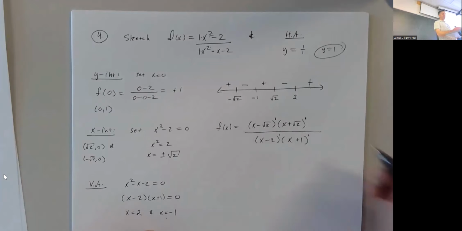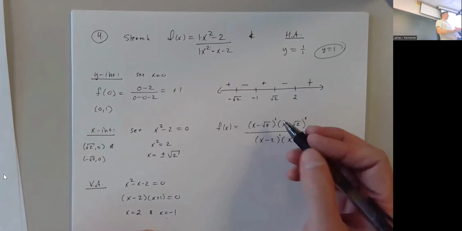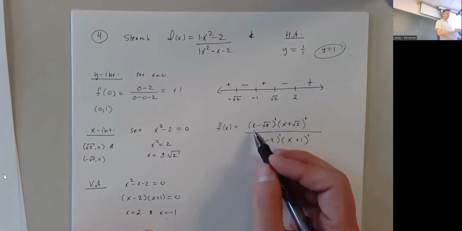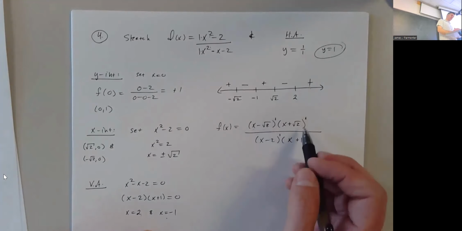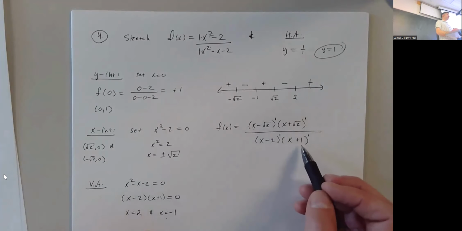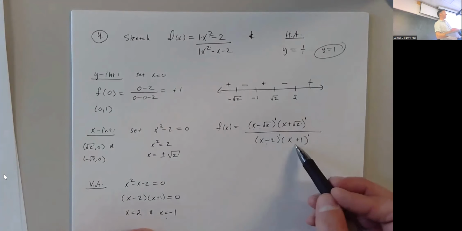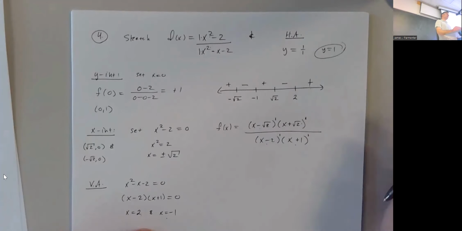That's also really nice because I really don't want to find a number between the square root of 2 and 2. I mean, we could pick like 1.5. And 1.5 minus root 2 is positive, and 1.5 plus root 2 is positive, 1.5 minus 2 is negative, and 1.5 plus 1 is positive, and a positive times a positive times a negative times a positive is going to be negative. But wow, that's way more work than I want to do.